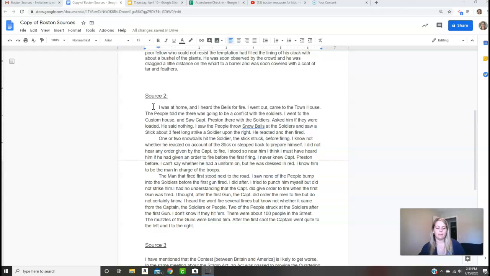The man that fired first stood next to the road. I saw none of the people bump into the soldiers before the first gun fired. I did after. I tried to punch him myself, but did not strike him. I had no understanding that the captain did give order to fire when the first gun was fired. I thought after the first gun the captain did order the men to fire, but do not certainly know. I heard the word fire several times, but know not whether it came from the captain, the soldiers, or people. Two of the people struck at the soldiers after the first gun. I don't know if they hit them. There were about 100 people in the street. The muzzles of the guns were behind him. After the first shot, the captain went quite to the left and I to the right.